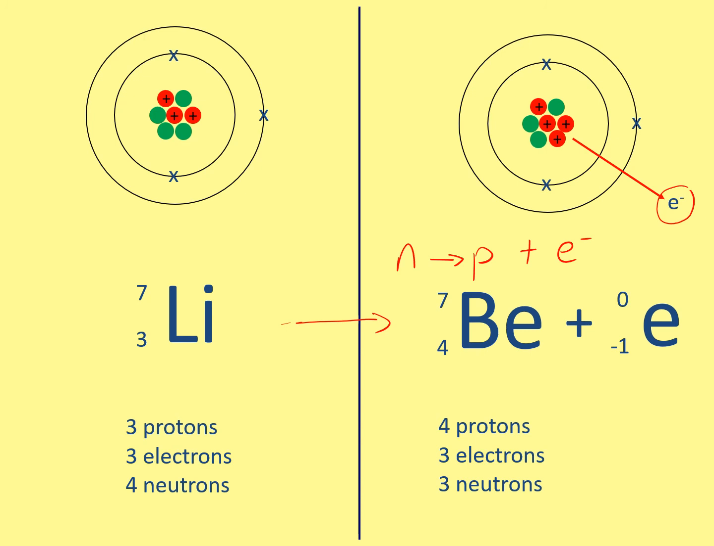And we can use either an E for beta or a B with a tail. The final check is we can add up the numbers before and after. There was 7 mass number before, and there was 7 plus 0 after, and there was 3 before, and then 4 plus -1 is also 3, so that's correct.